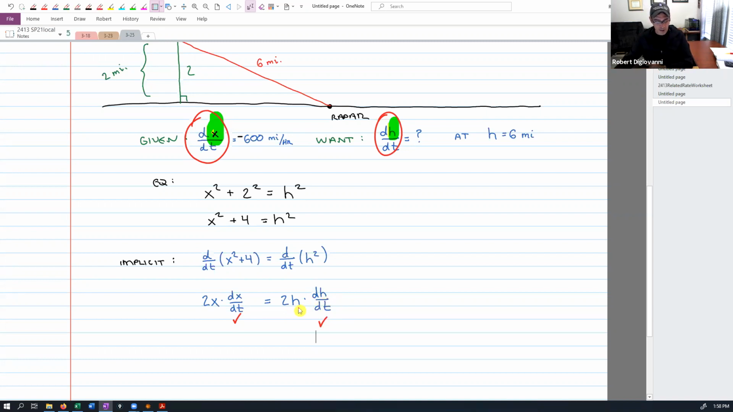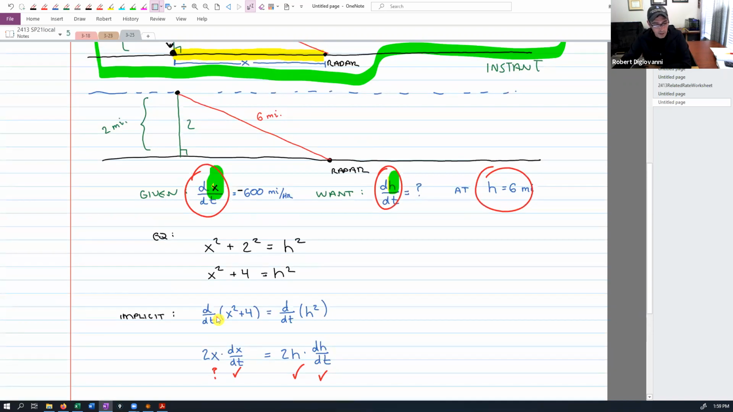I also have an h here, don't I? Do I know the h at the moment in time we're talking? Yes, at this instant, I know h is 6, so I've got h. The only thing I don't know here is the x. Do y'all see that? I don't know x at the moment in time. But can I get x? Yes, because now you can look at the instant in time, and at that instant in time, here's what our triangle looks like.